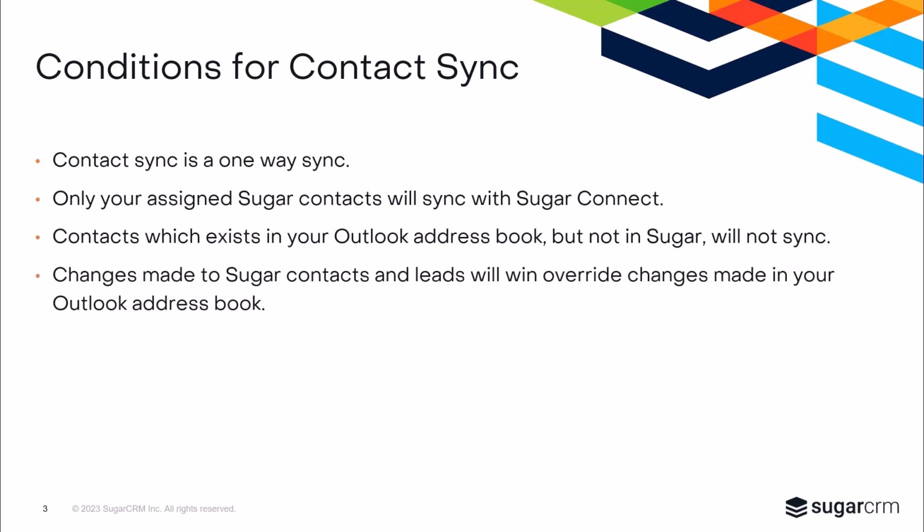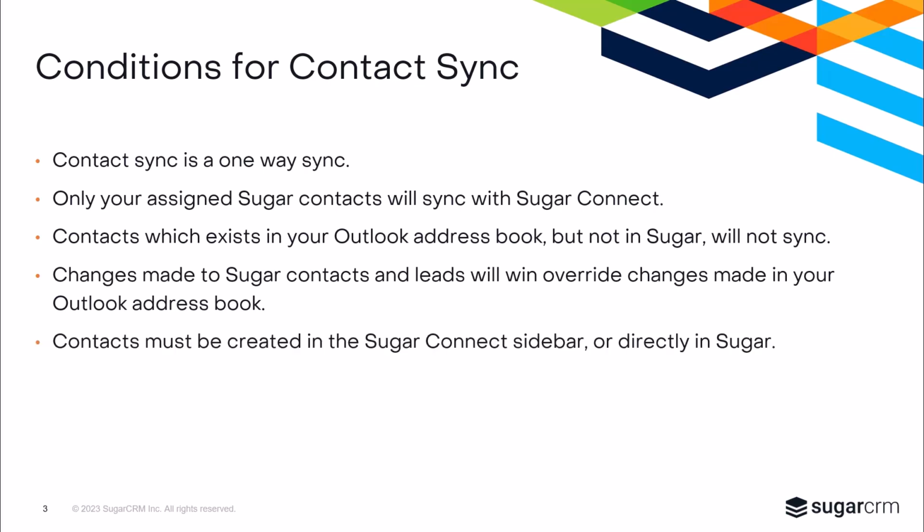When editing records, changes made to leads and contacts in your Sugar instance will sync over to your Outlook address book, but any changes made to a contact in your Outlook address book will not sync back into Sugar. They will instead be overwritten on the next automatic sync update. When creating new contacts, this can only be done via the Sugar Connect sidebar or directly in Sugar.